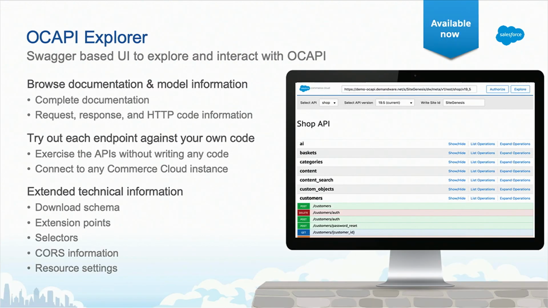In addition to the APIs, last year we introduced our OCAPI Explorer, which is a Swagger-based UI to interact with OCAPI and see the full documentation for everything that's there. From within OCAPI Explorer, you can browse through the documentation for the APIs and see sample requests and responses. You can connect OCAPI Explorer to your own Commerce Cloud environments and then use the try it out feature. So you can get in, find an API, see details about it, connect to your environment, and then execute the API from in there and see what the response looks like.